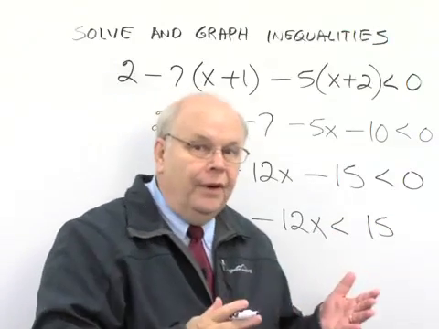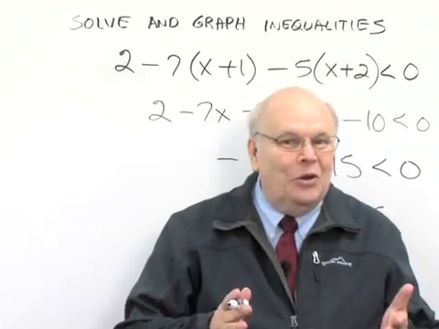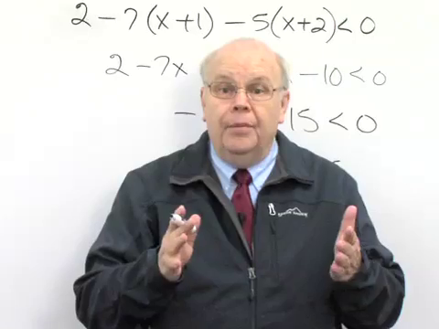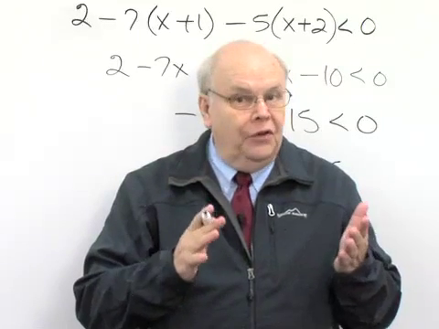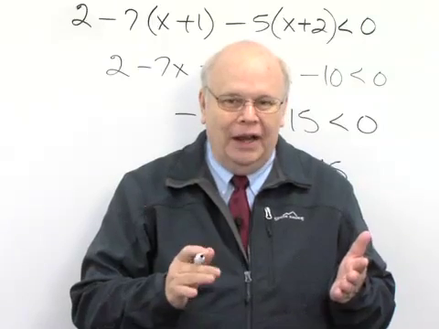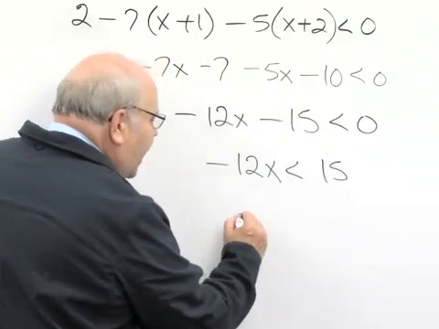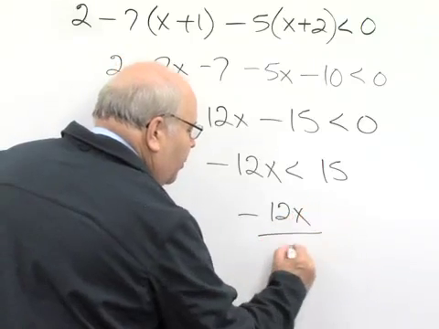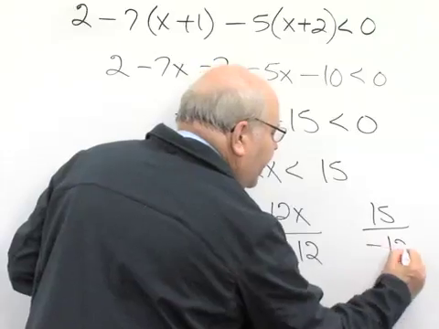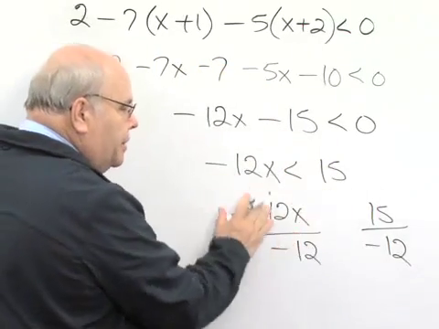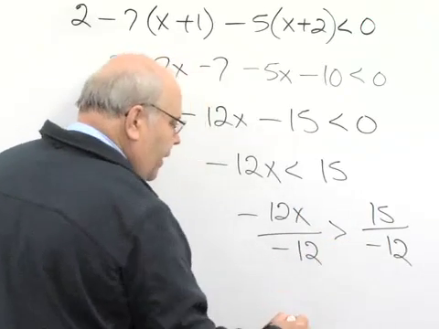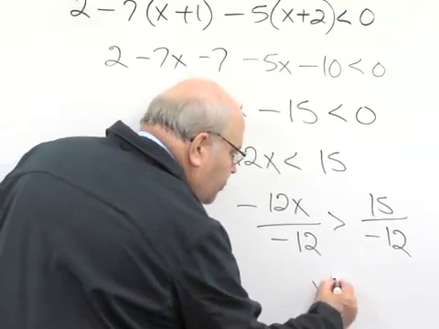Now, here is a very important step, something that you can never forget. When you solve an inequality and the x variable has a negative coefficient, if you divide both sides by a negative number, it reverses the direction of the inequality. Watch this step. Here I have minus 12x. I'm going to divide both sides by negative 12. 15 is divided by negative 12. As soon as I divide both sides by a negative number, it reverses less than to become greater than. And now x is greater than.